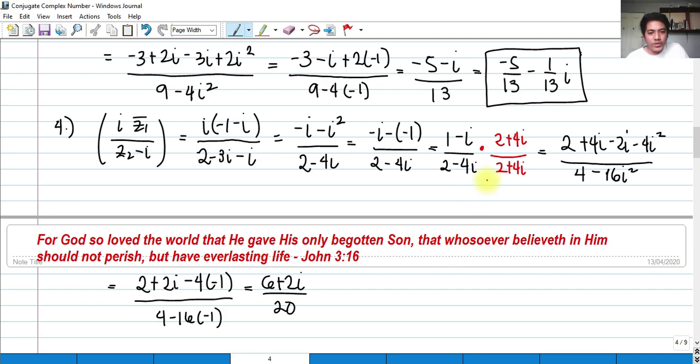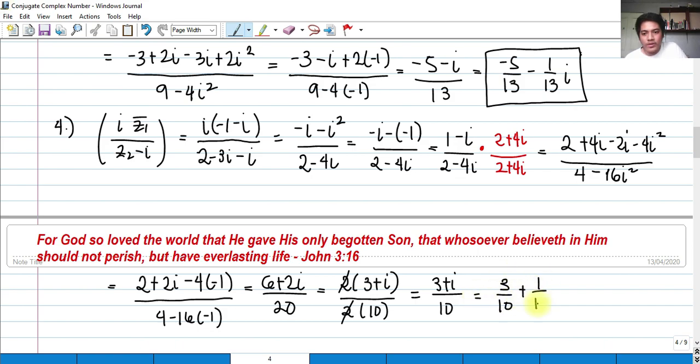So we can further simplify this by factoring 2. We have 3 plus i all over 2 times 10. So the 2's will cancel. So we have the result as 3 plus i over 10, or 3 over 10 plus 1 over 10 i. This should be the result of our problem number 4.